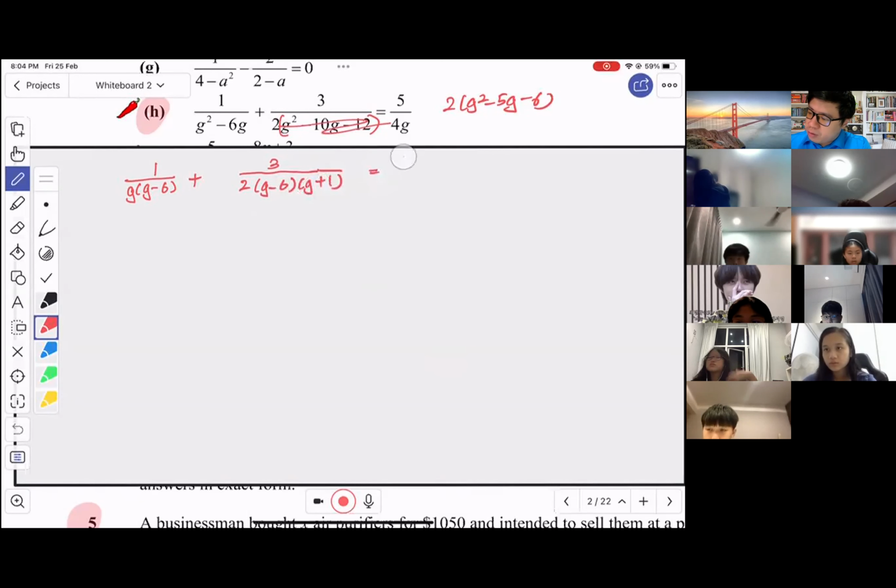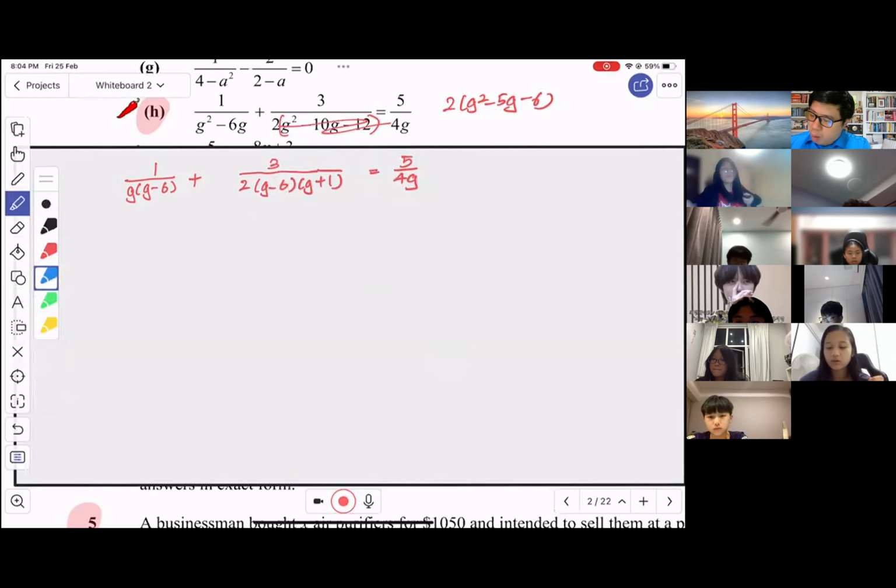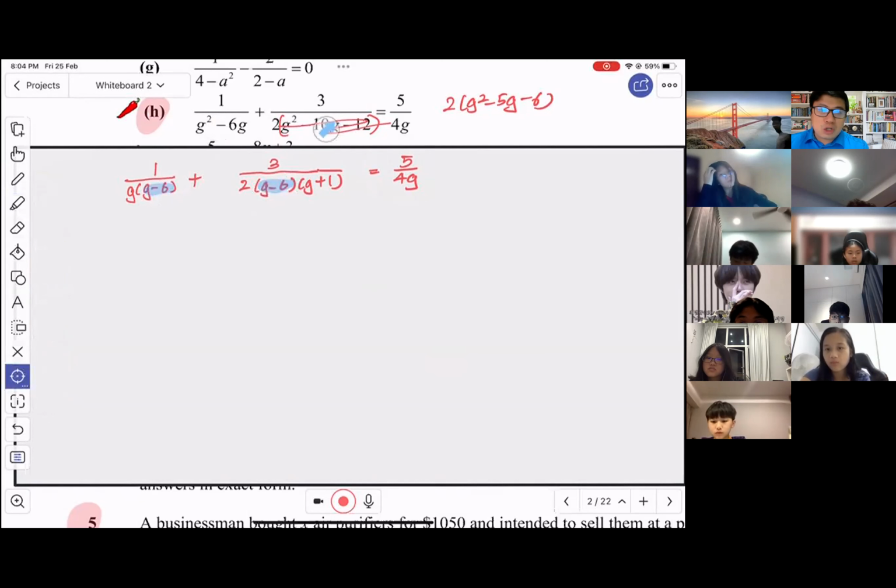Now similarly, the right-hand side is 5 over 4g. You should see that there's a common term between the two, so do not go and multiply straight away. Some of you may multiply at the start, but then you have power 4 and it becomes very hard to solve. So always remember to factorize each denominator before you combine them.